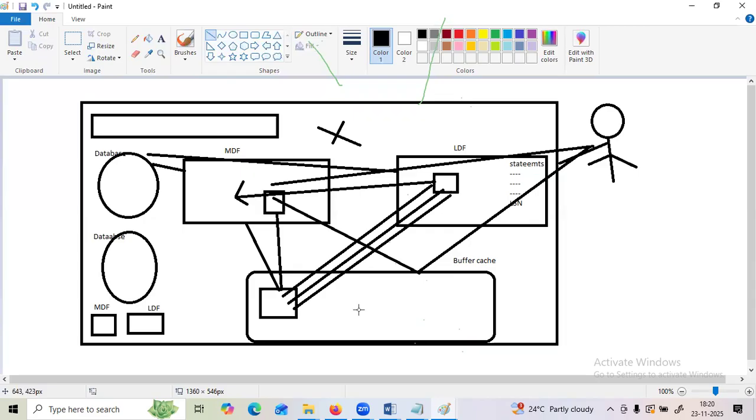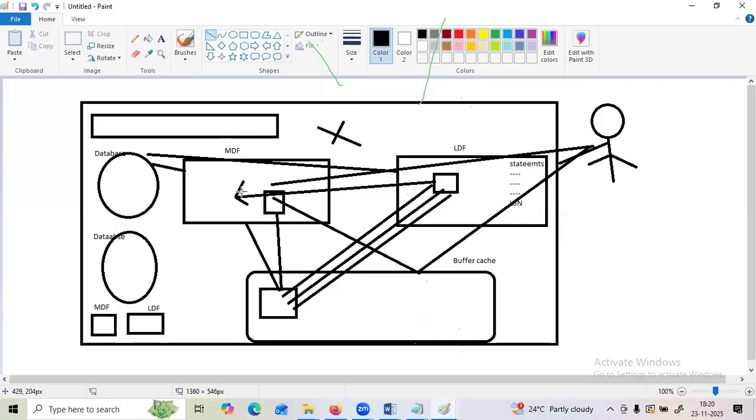So this concept will be a little bit different for Postgres and Oracle. Why? Because in Oracle and Postgres, what will happen? Once the commit happens, the data will be pushed from buffer cache to MDF. But in SQL Server, what will happen? The committed data will be pushed from the LDF to MDF. The data is not going to be pushed from buffer cache to MDF. The data is going to the LDF.